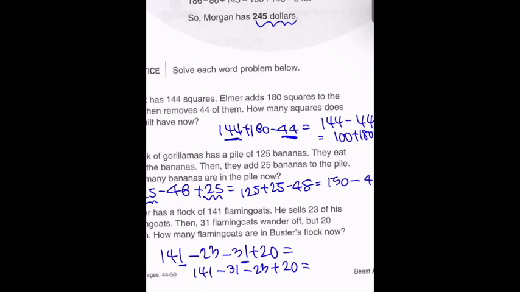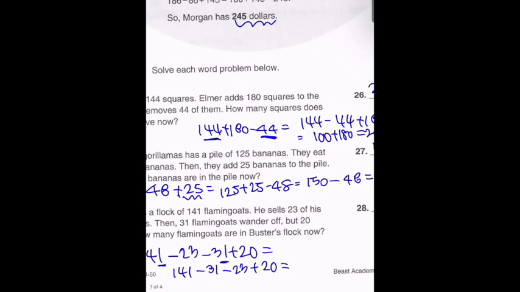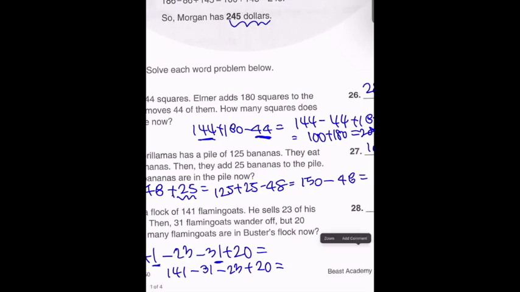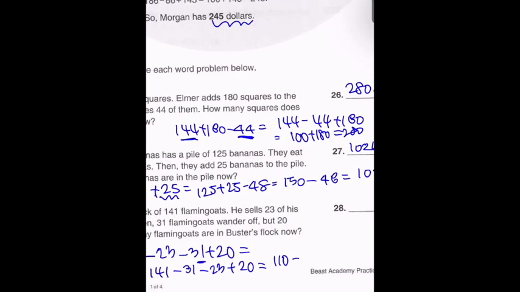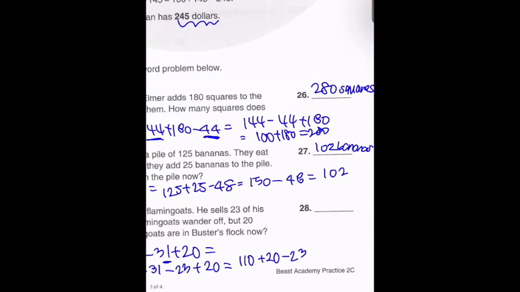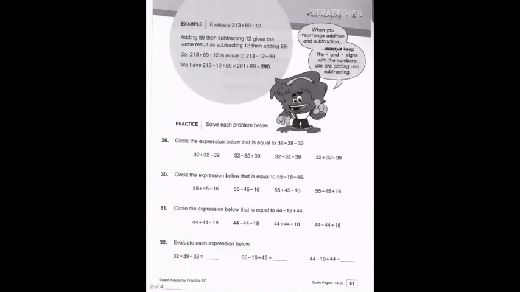like so. And 141 minus 31 is going to give us 110. And then since it's easy to add 20, we're going to first add 20 and then subtract 23. So that's going to be 130 minus 23, which gives us 107 in total. So there's going to be 107 flamingos in total right now. And so we'll move on to the next page.